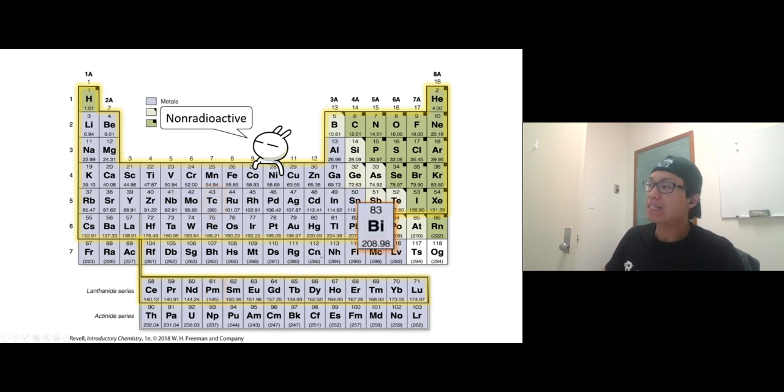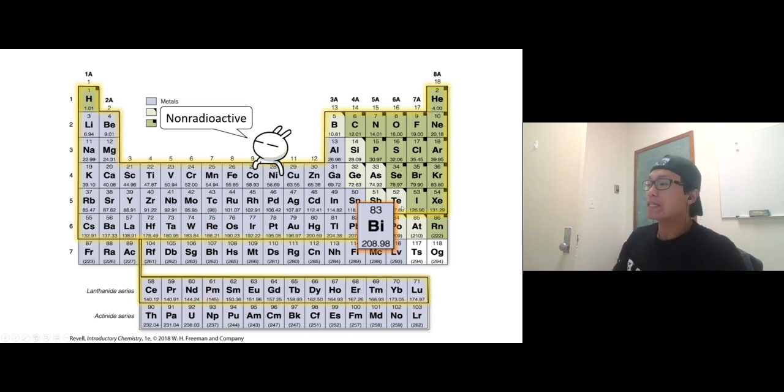The heaviest and last non-radioactive element is bismuth 209. Anything above bismuth is radioactive. Just for your information, the first 92 elements are naturally occurring, everything up to uranium 92, uranium 238. They are naturally occurring, but anything above 83 is a radioactive element, plus technetium and promethium.